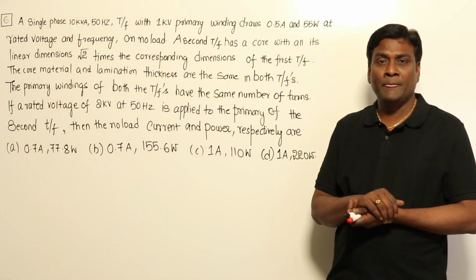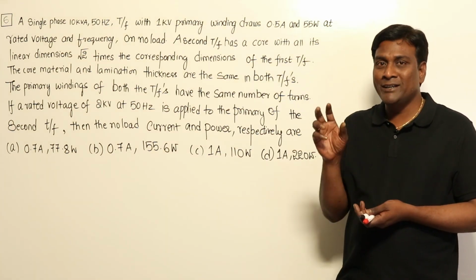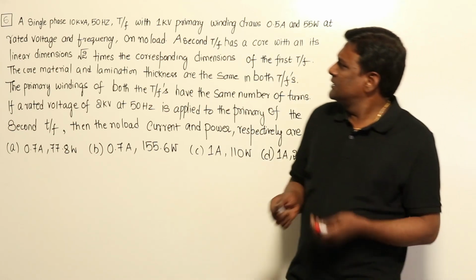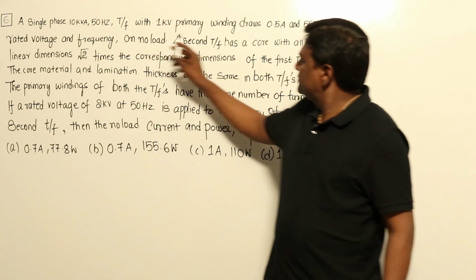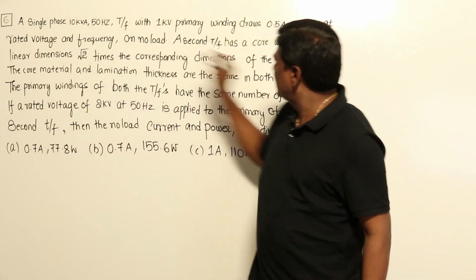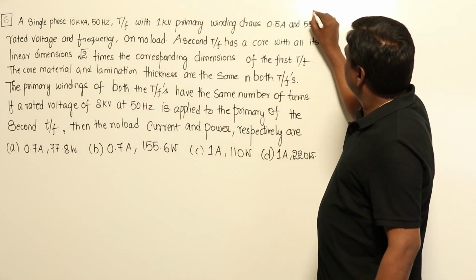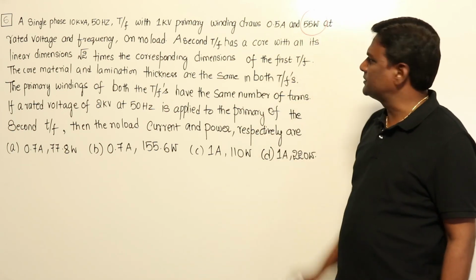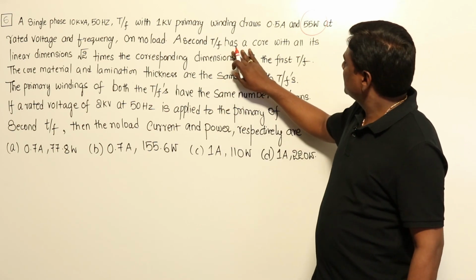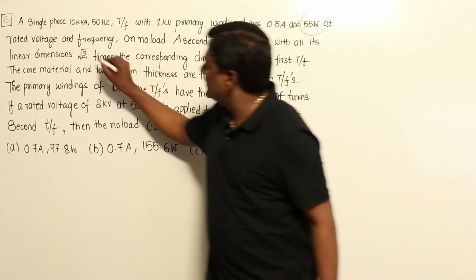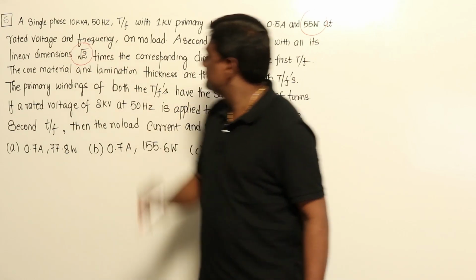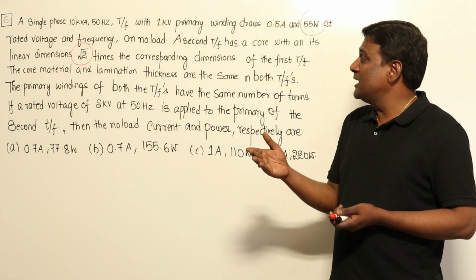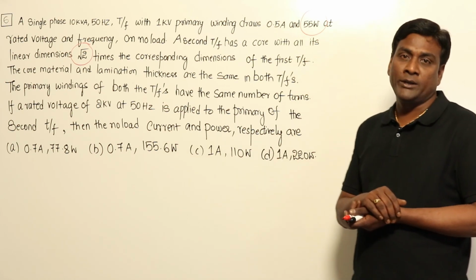Basically in GATE, the important thing is we should be able to find the keyword, the heart of the question. In this, a single phase 10 kV, 50 Hz, 1 kV transformer is given, and here 55 watts, no load losses. Now if you see, the transformer has a core with all its linear dimensions √2 times corresponding dimensions of the first. In the sense, from first to second, my linear dimensions are increased by √2 times.